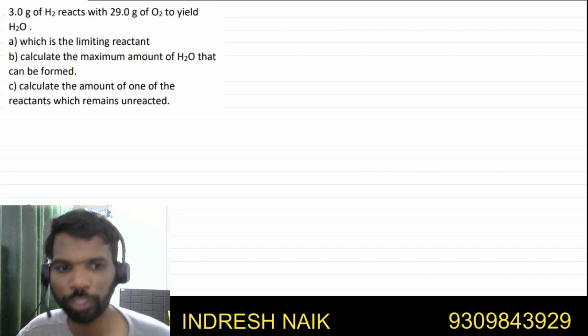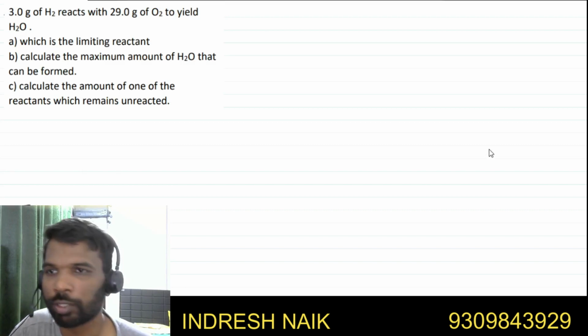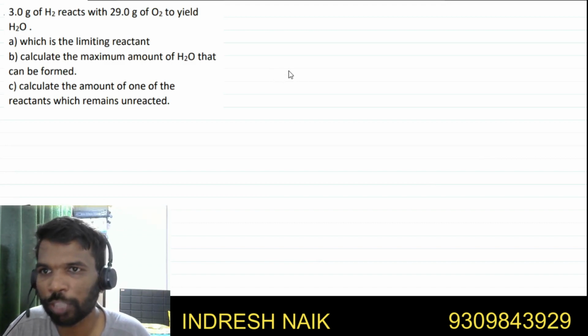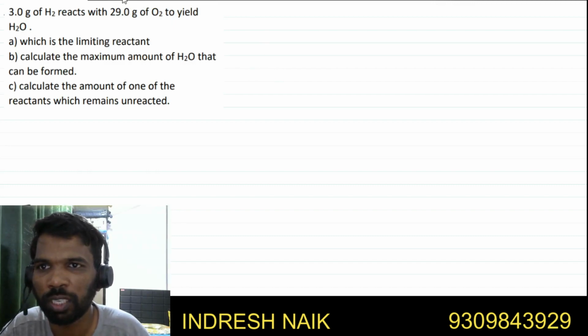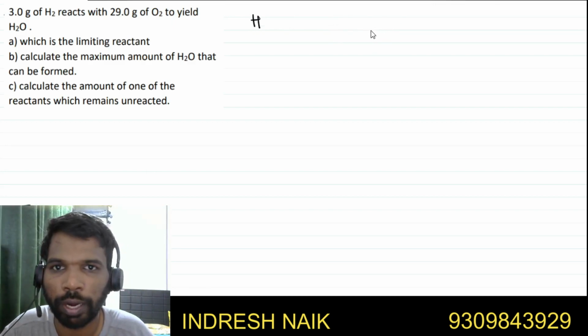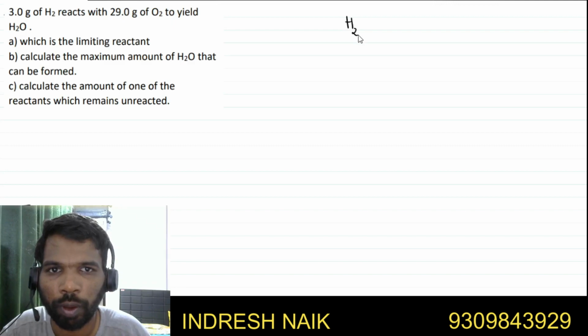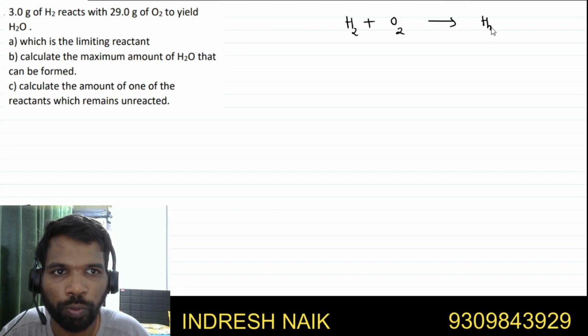Next is a similar question asked on a limiting reagent. Just refer to that. We'll solve this. So the question is: 3 gram of H2 reacts with 29 gram of O2 to yield water. We'll write this reaction: H2 reacting with O2 to give you H2O, right? The balanced chemical equation would be this.